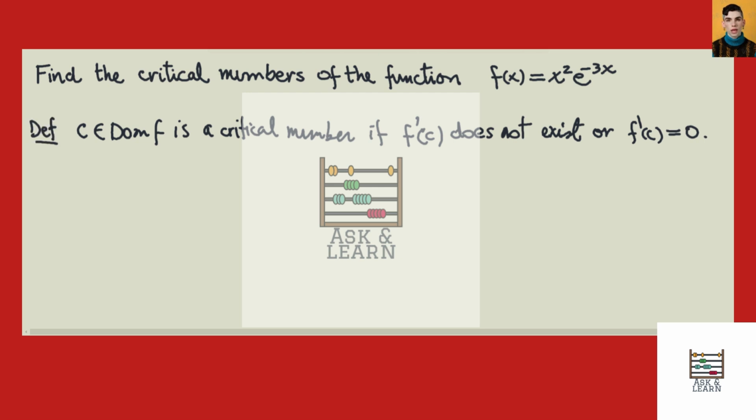So the first condition is that the point be in the domain of the function, and after that, if any of these two things happen, then the number is a critical number. A critical number of f, of course.